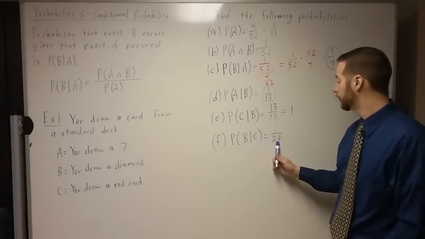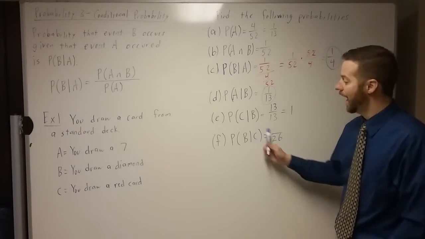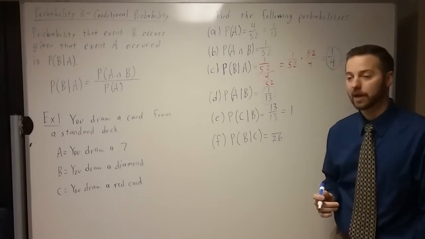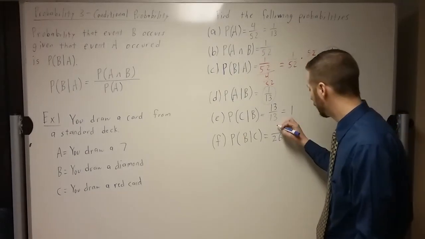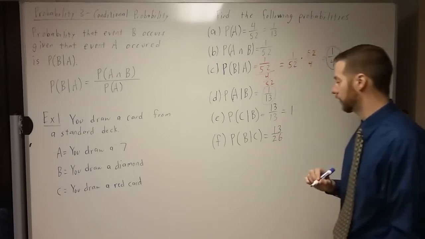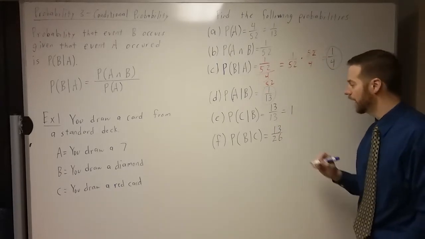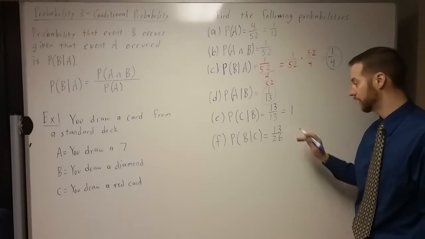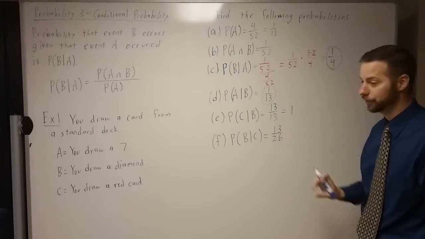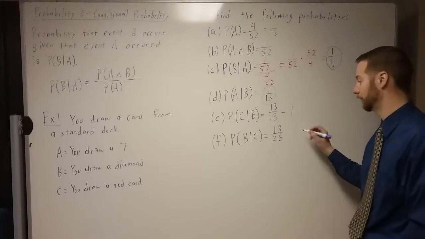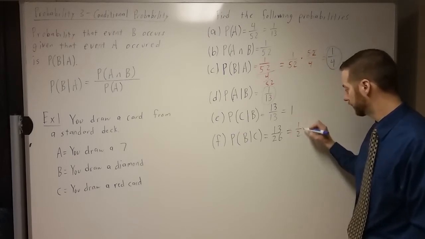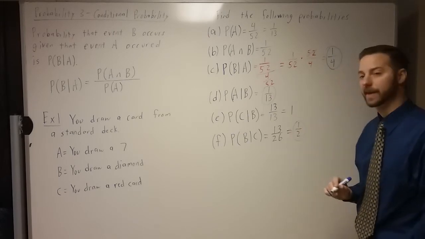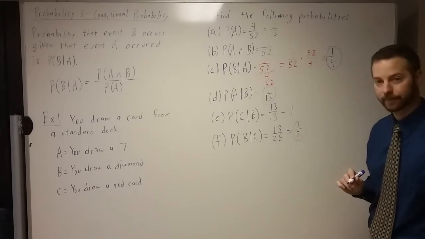Right. Now, of those 26 red cards, how many of them are diamonds? We've got 13 diamonds and 13 hearts. And so 13 of those 26 cards are diamonds. And so we've got 13 out of 26. However, remember, if you're going to leave your answer as a fraction, it needs simplified, and this simplifies quite a lot. 13 is exactly half of 26, and so that would be 1/2 if we simplify that.